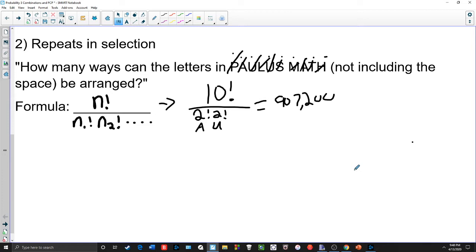Again, those are cases where the order does matter, where if you switch the first and the second thing, you get a new unique outcome that's different than the one you had before. And those are called permutations.